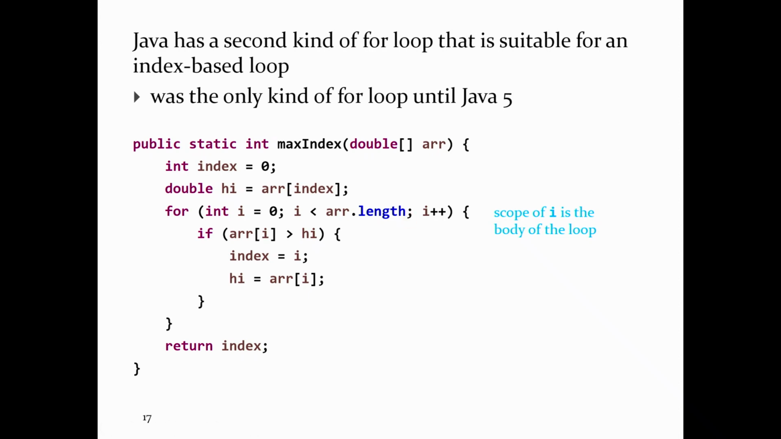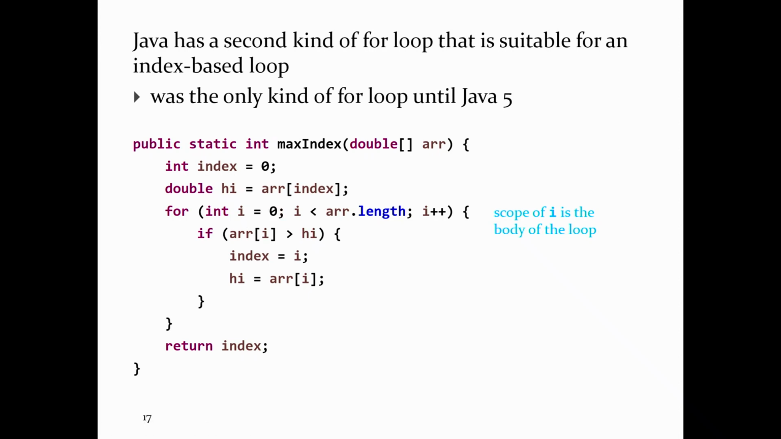Semicolon. That's called the loop update expression. So at the end of the loop, what do I want to do to i? Well, I want to increase the value of i by 1. So one more time. First time through the loop, i will be 0.